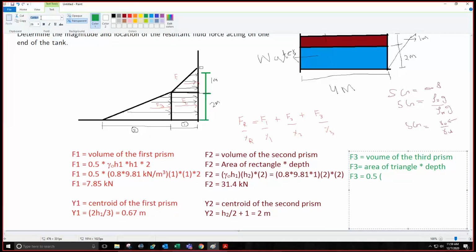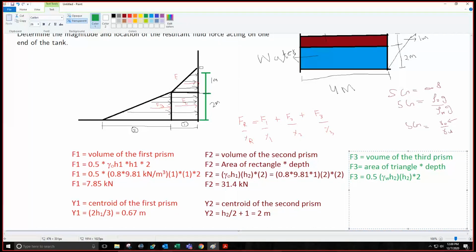Sir, half multiplied by gamma of water, right, into H2. H2. This is the base multiply by the height, which is again H2 multiply by the depth, which is 2 meters. ठीक है, समझ आ गया F3 का फॉर्मूला कैसे डिजाइन कर रहे हैं?